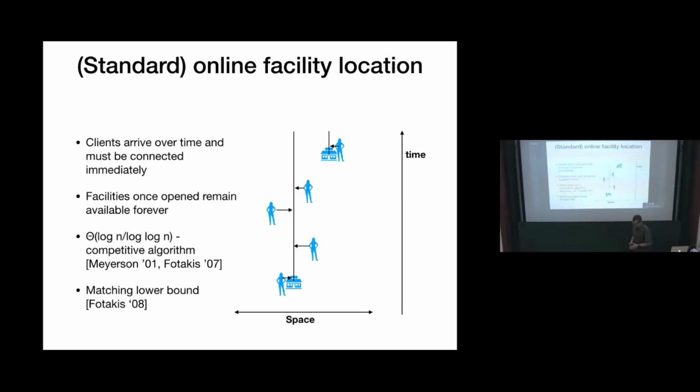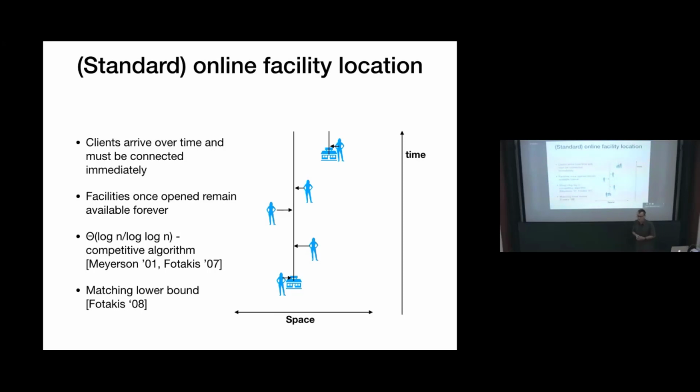Okay, so in facility location, you have facilities and clients, and you need to provide service to clients by connecting them to facilities, and to this end, you open some facilities. You pay for opening and pay for connecting. And in the online version, there's also some notion of time. So we will always have space and time. I will draw space horizontally, time vertically.